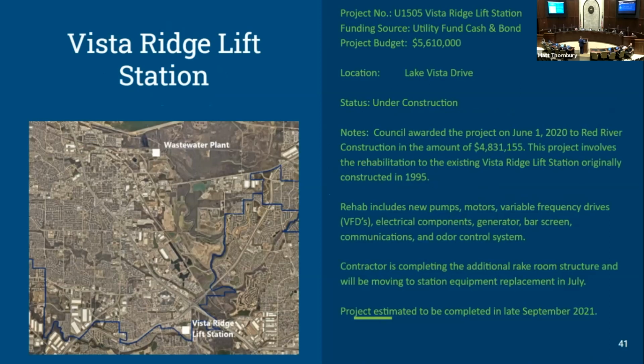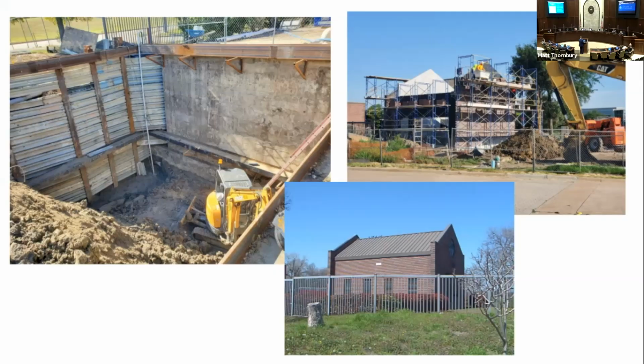Vista Ridge Lift Station, another one that we've got under construction, $5.6 million project budget on that. That project was awarded by council June 1st of 2020, Red River Construction. They should be wrapping up this project later this fall. And we've got a couple of pictures of the work that they're doing out there. Pretty big hole in the ground. And then they did have to add to the building.